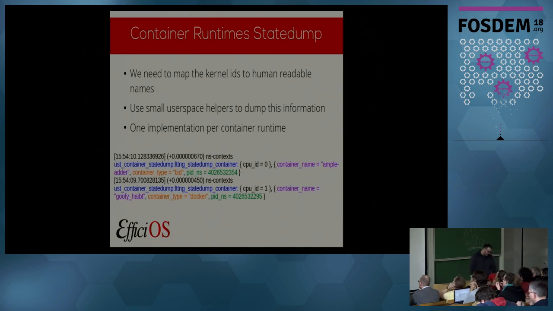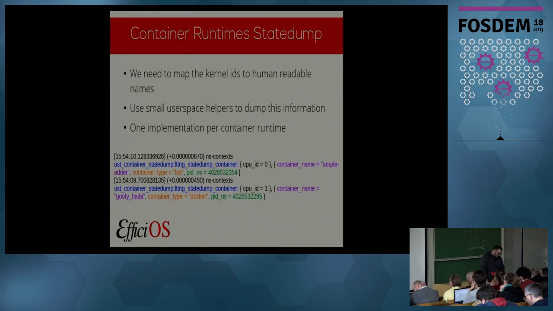But then it would be nice to be able to use a container name, for example, instead of having to get the inode number. To do this, we need a way to map kernel IDs to human-readable names. So right now, the easiest solution we found was a small shell script, based on what I've shown you before, that will iterate over all containers. So you need to write a helper for each kind of container you're running on your system that will dump this information inside a user space trace that can then be combined with a kernel trace and run through some analysis script, for example.